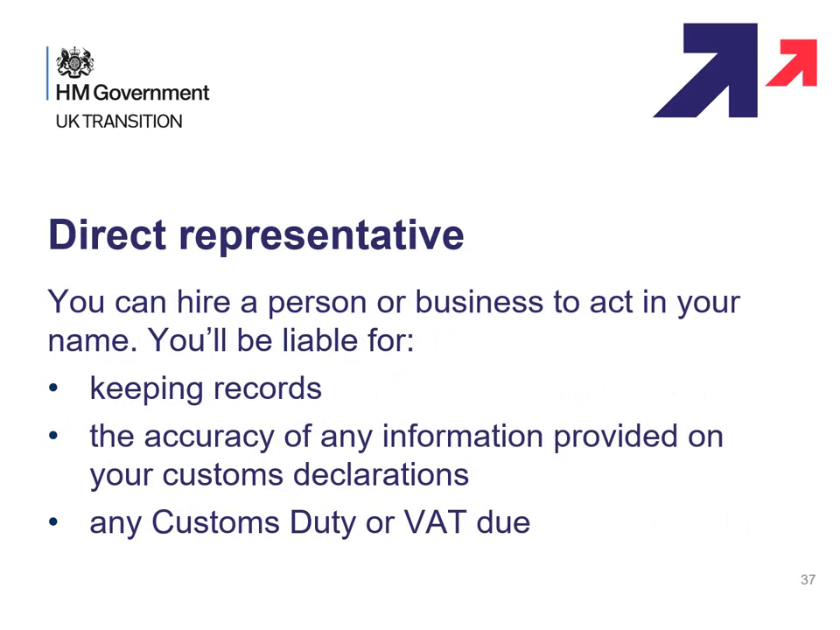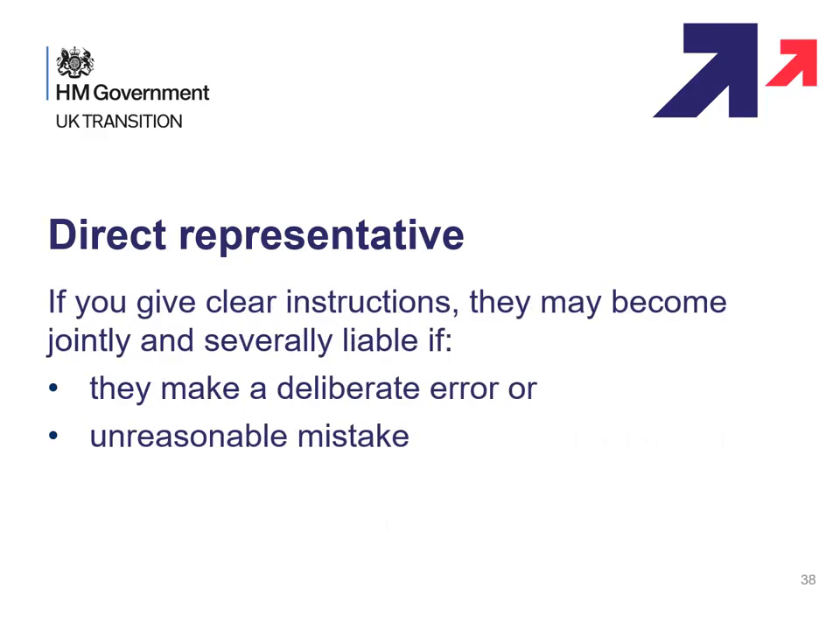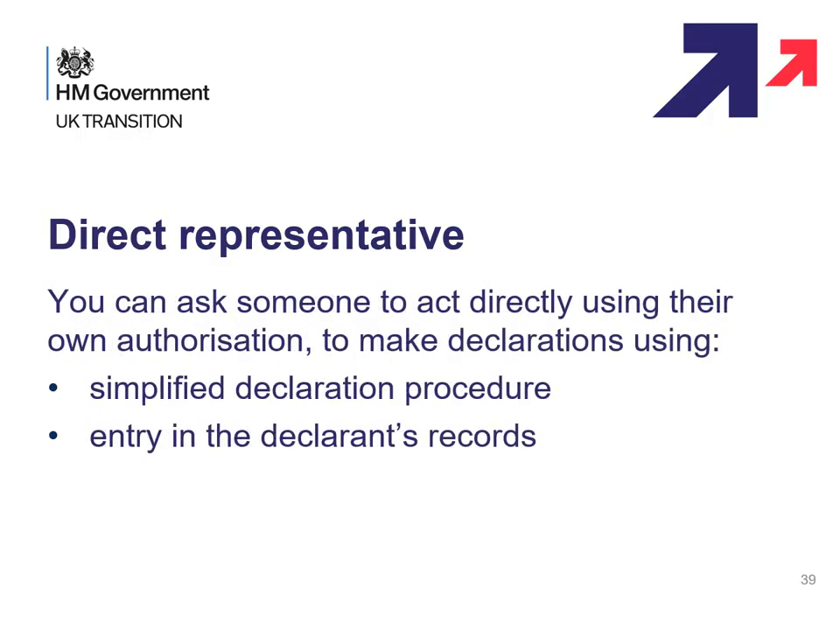You can hire a person or business to act in your name. You'll be solely liable for keeping records, the accuracy of any information provided on your customs declarations, and any customs duty or VAT due. If you give clear instructions and they make a deliberate error or unreasonable mistake, they may become jointly and severally liable. You can ask someone to act directly using their own authorization to make declarations using the simplified declaration procedure or the entry in the declarant's records.